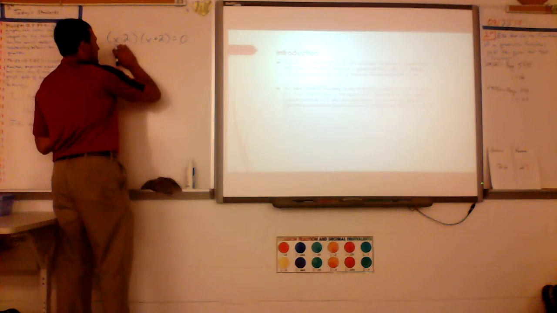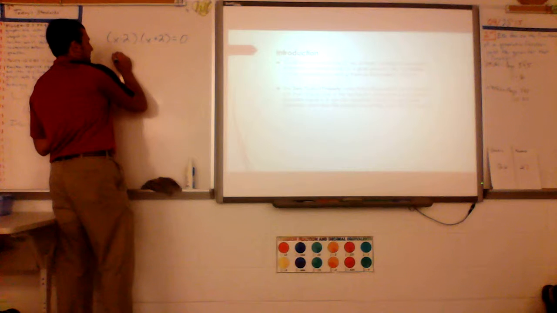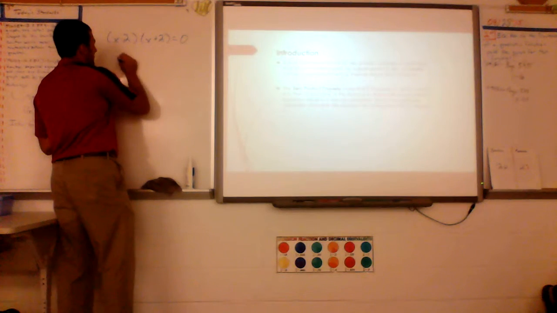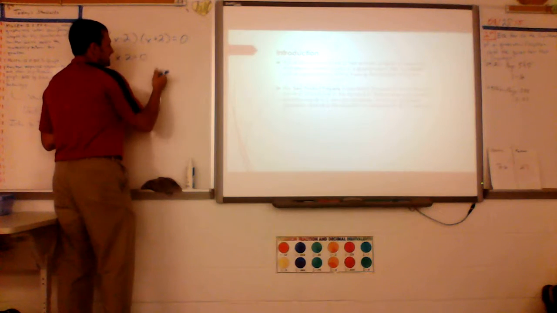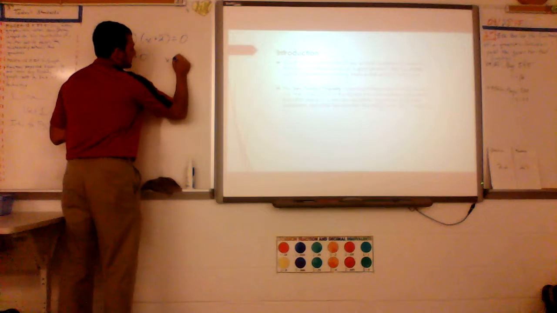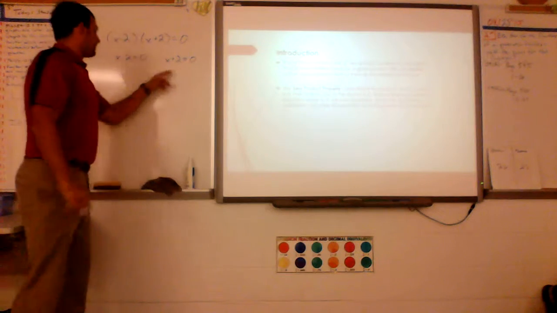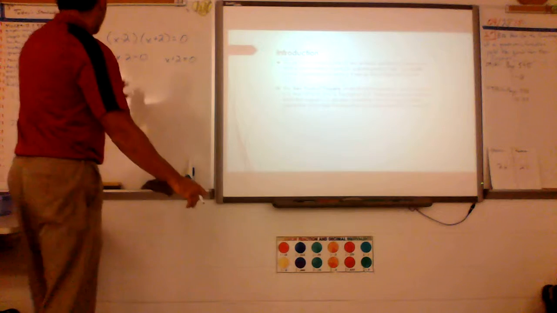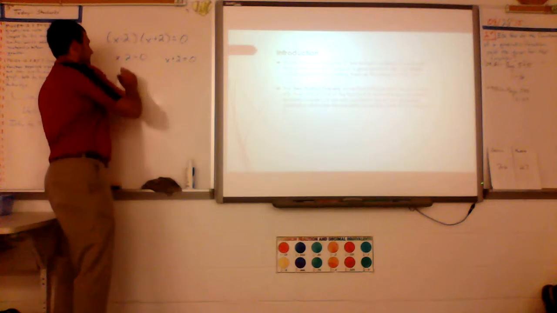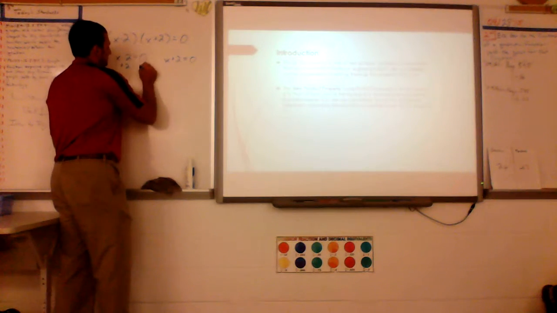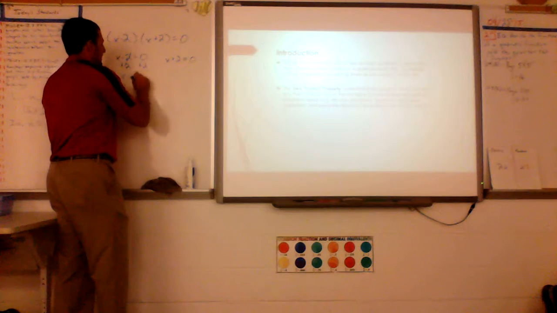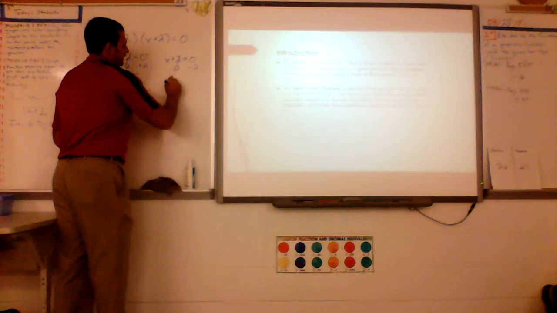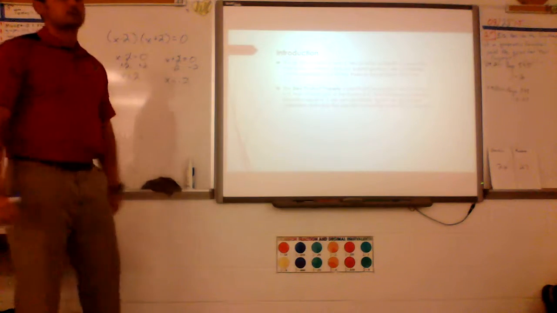So what's in my first parentheses? Someone tell me. X minus 2. I set it equal to 0. What's in my second parentheses? X plus 2. I set it equal to 0. Both these look like equations you can solve and have solved before, right? So how do I get x by itself in this first one? Add 2 to both sides. So I've got x equals 2. Subtract 2 from both sides of this one. Those cancel out. X equals negative 2. So I got two answers, right?